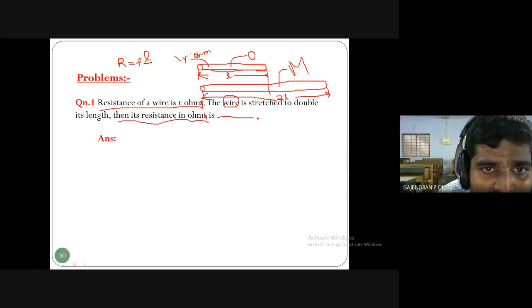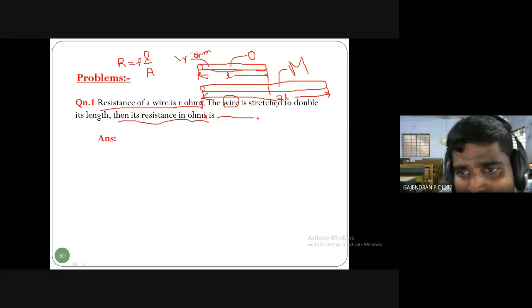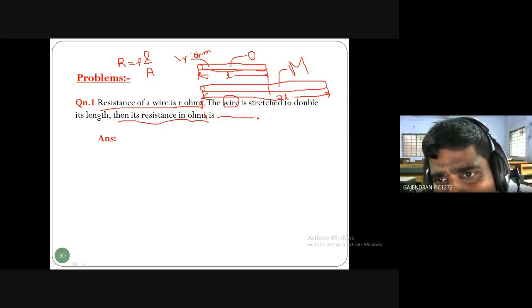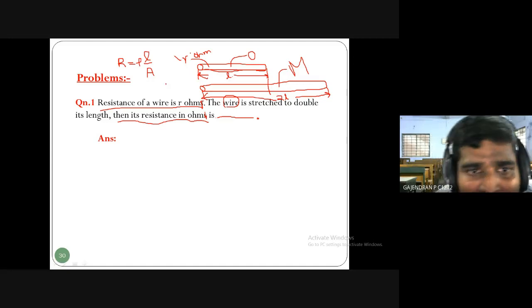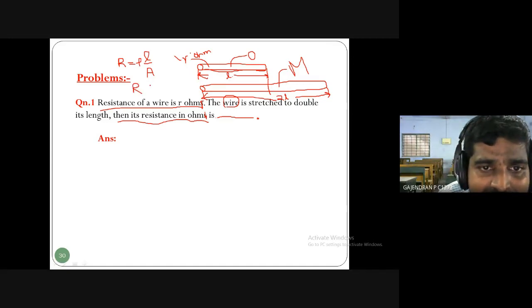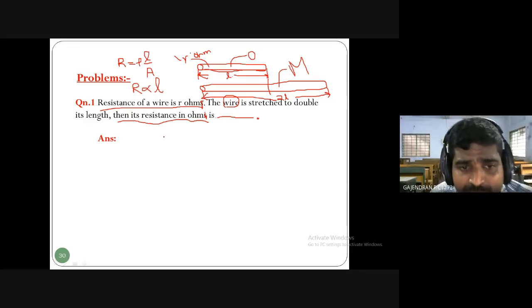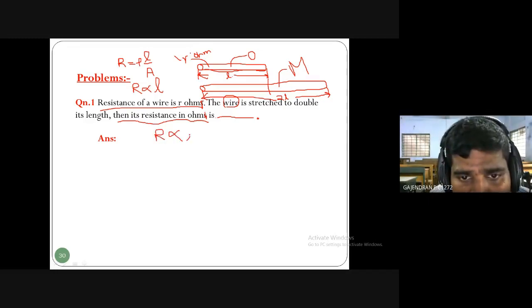This should not be memorized, okay? Yes. Okay, you understood now. Very good. So in this, what are all the parameters I need to think about? Only whichever becomes variable, that alone we should take. L is varying. So R is directly proportional to length. Only this relation I need to observe. So let me put R is directly proportional to L.